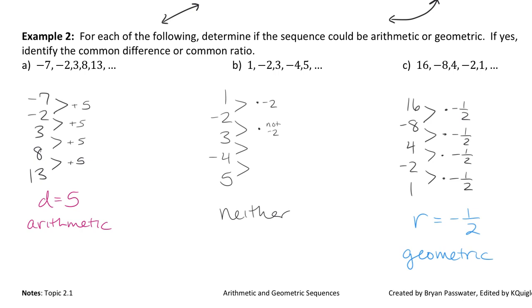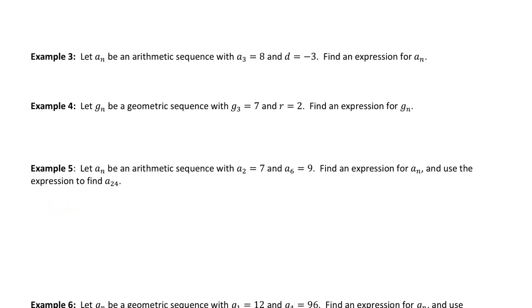Now, on the back, the kinds of questions you're going to see from this particular type of lesson aren't necessarily just identifying the d or identifying the r. You're going to want to do something with that information. Something you may be asked to do is like example 3 that says, let a sub n be an arithmetic sequence with a sub 3 equal to 8 and a common difference of negative 3. And we're going to find an expression, equation, formula to represent a sub n.